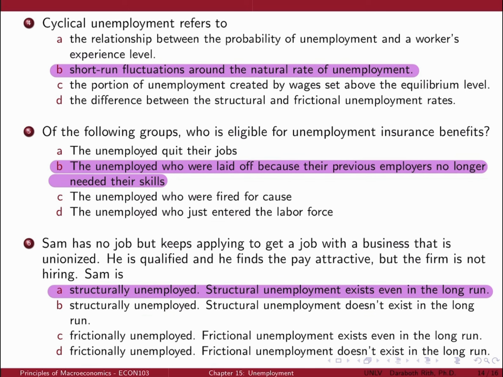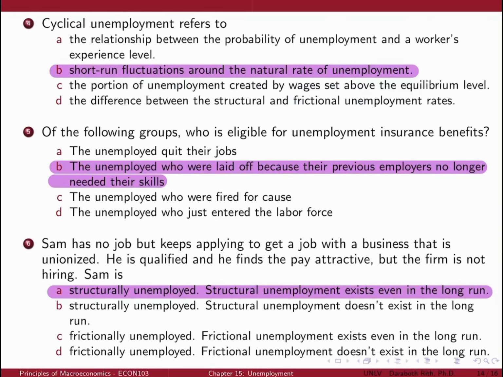It represents the deviation of the actual unemployment rate from the natural rate of unemployment, which is caused by economic downturns, recessions, or periods of slow economic growth. So the answer is B, short-run fluctuations around the natural rate of unemployment.